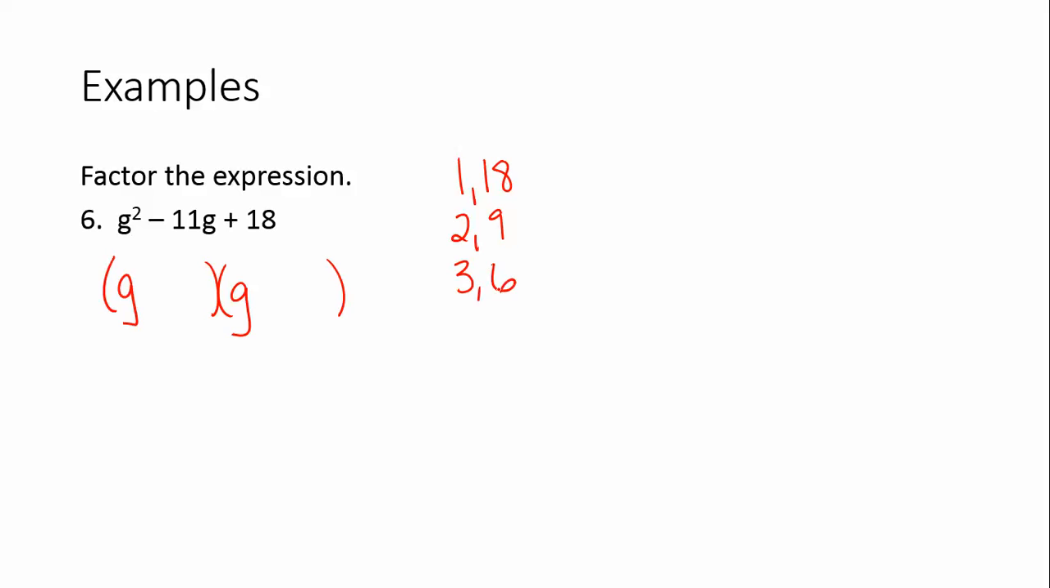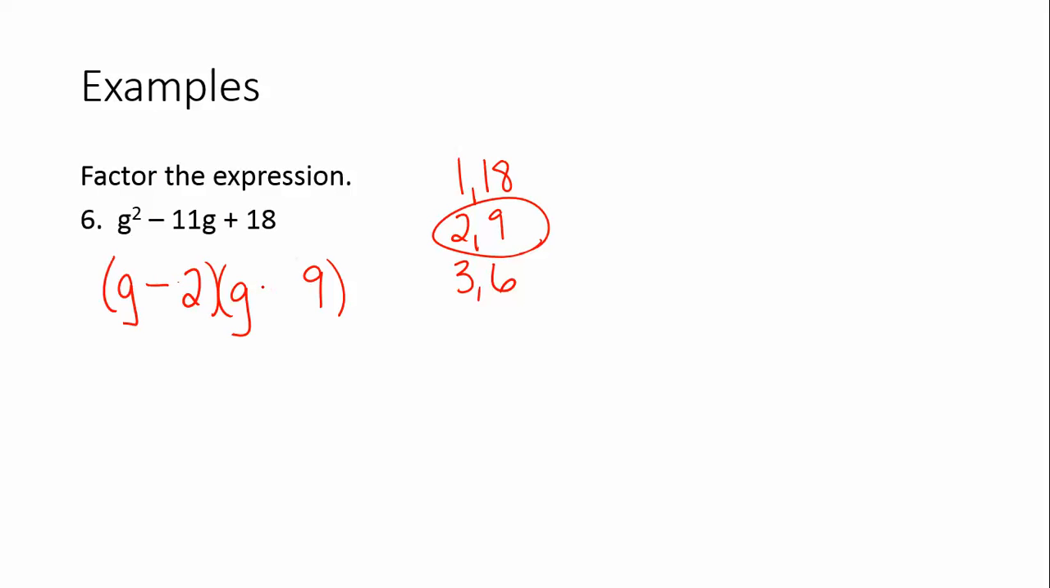The 2 and 9 are going to give me an 11, so I can put 2 in the back of one parenthesis and 9 in the back of the other. They do not need to be in that particular order. You could have the 9 first and the 2 second. Again, our back number is positive. Because the back number is positive, our signs are the same, and it's going to match this guy in the middle. So it's a minus 2 and a minus 9.